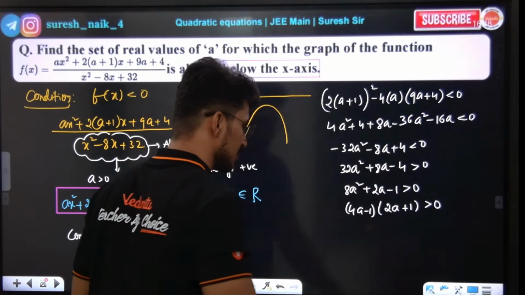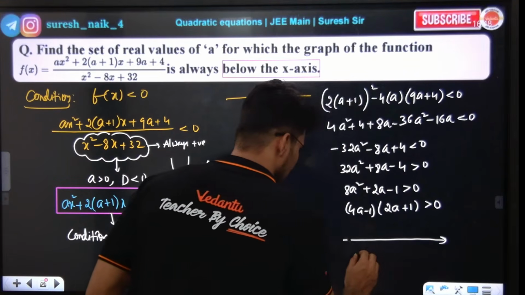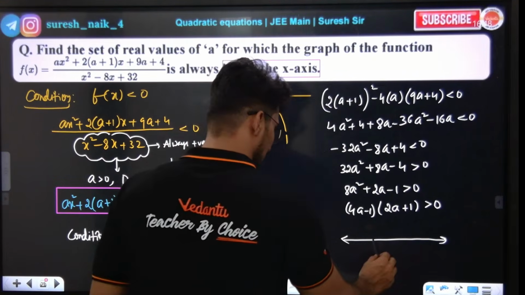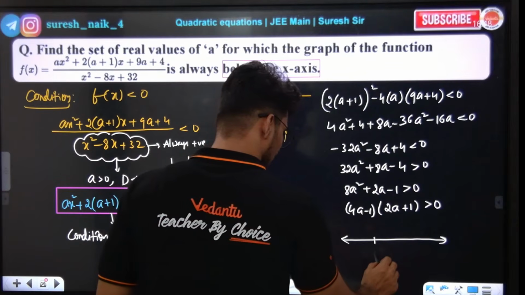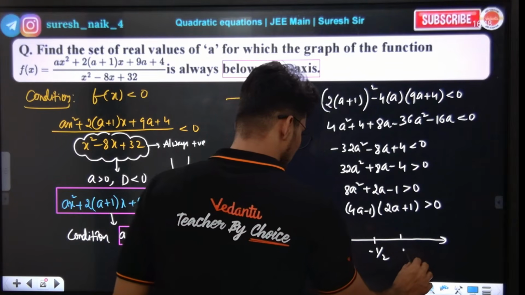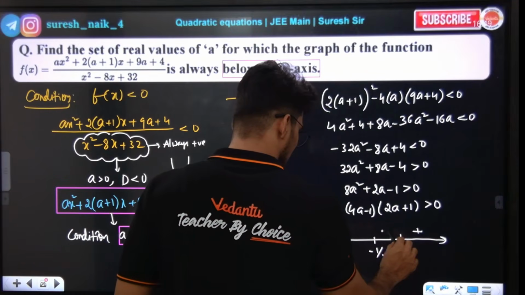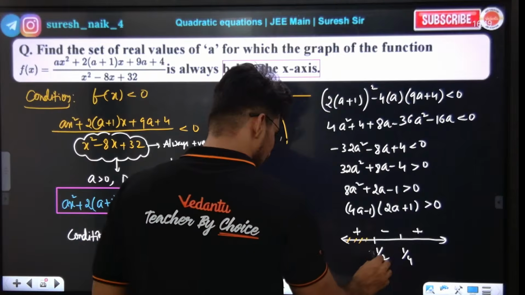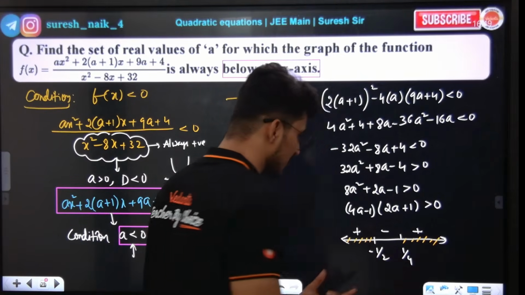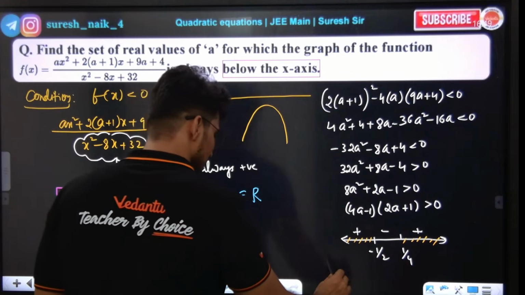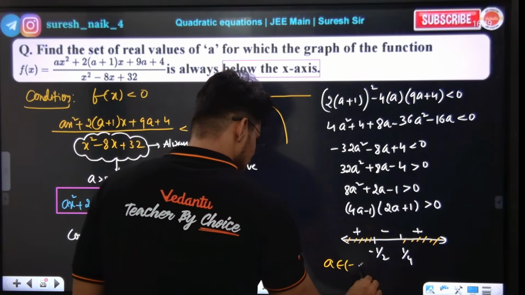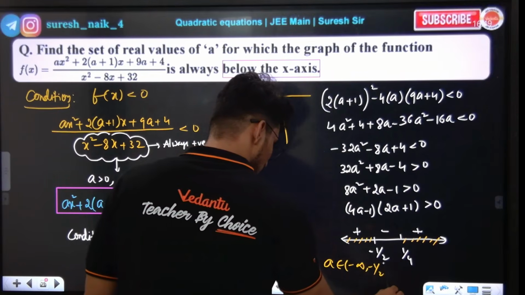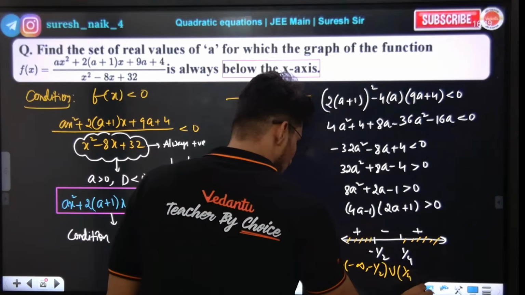This is the factorization. Now tell me, apply the wavy curve method, what will come? What is the A value? Equal to 0 gives 1/4 and minus 1/2. Plus minus plus, right? Now, if you observe well, we need to take only the positive region of A. So positive region means A belongs to minus infinity to minus 1/2 union 1/4 to infinity.